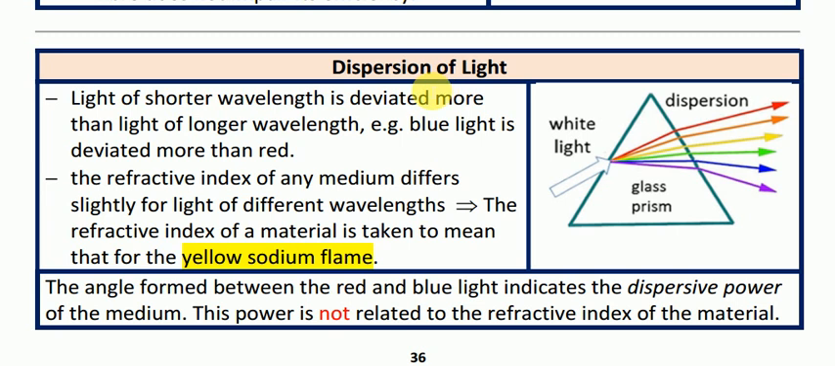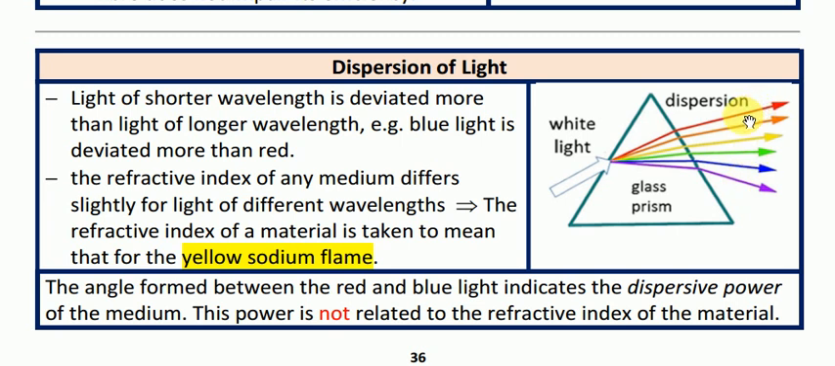Dispersion of light. So far, this discussion of refraction has overlooked the fact that white light is composed of various wavelengths. In fact, the refractive index of any medium differs slightly for light of different wavelength. Light of shorter wavelength is deviated more than light of longer wavelengths. Blue light is deviated more than red.